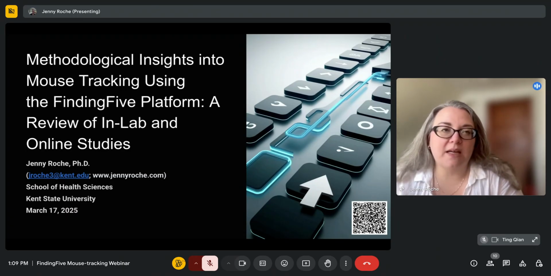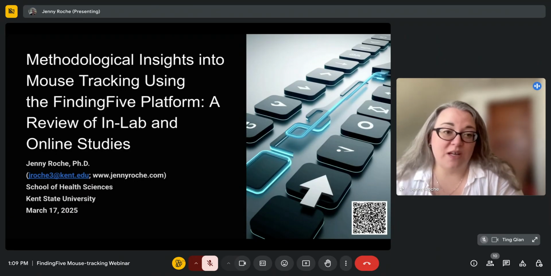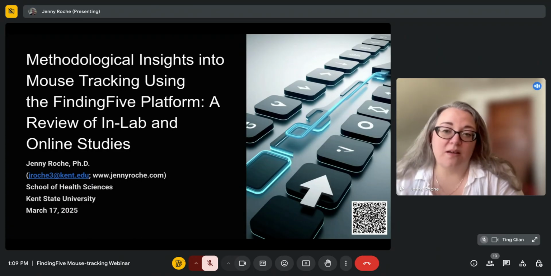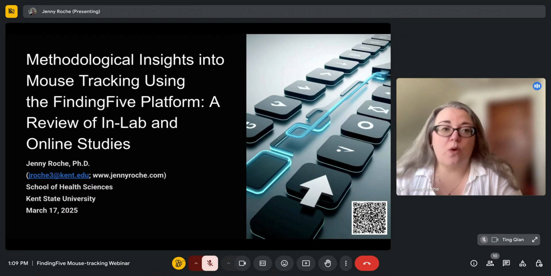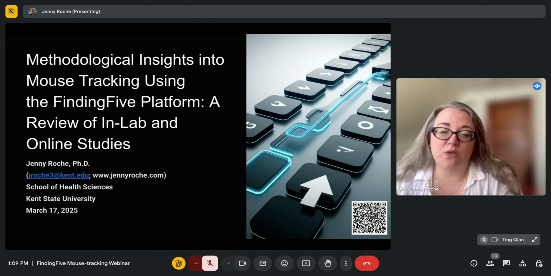When the pandemic hit, I had a number of students that needed to finish theses and dissertations. I messaged Ting and I said, hey, is there any way we can get mouse tracking done on Finding Five? And he goes, yeah, let me see what I can do. Almost immediately, once the mouse tracking was implemented, we started replicating or attempting to replicate a project.